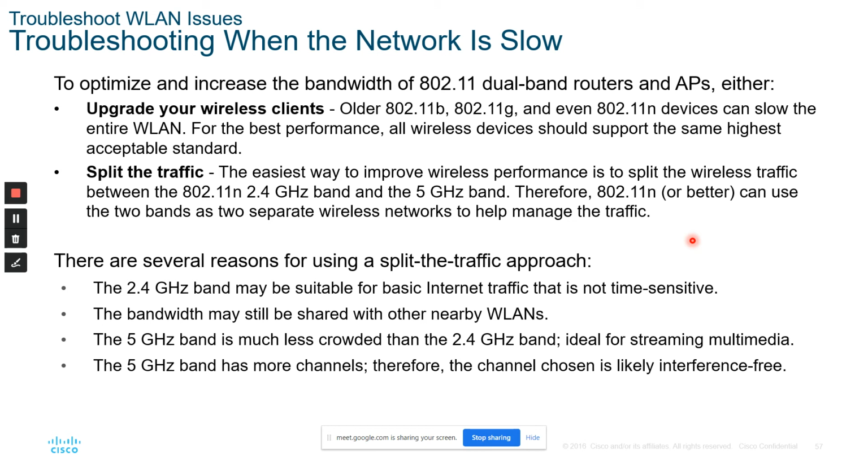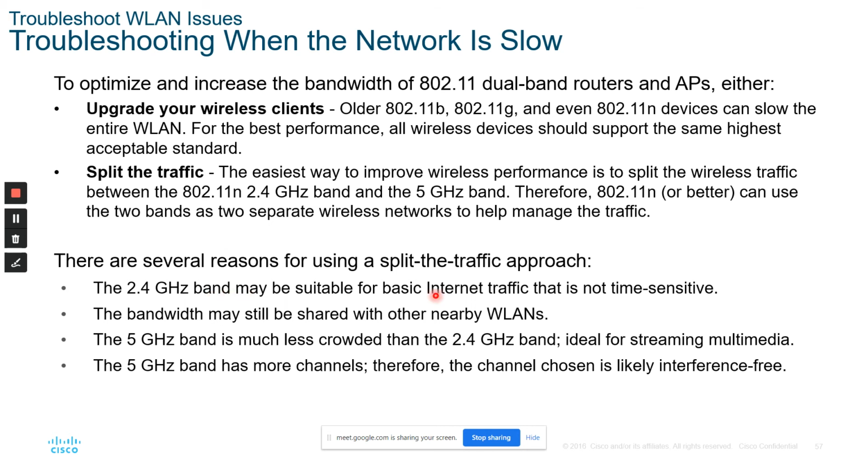To split the traffic, as you know, you can have a number of channels. You can have 2.4 or 5 gigahertz bands, so you can basically split the traffic on these two channels. This is how you can also increase the performance.